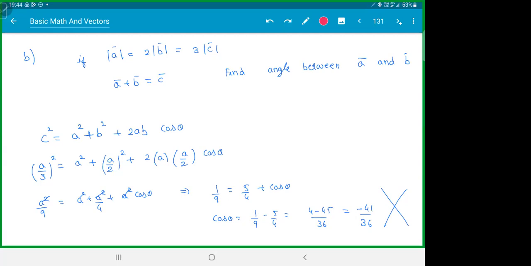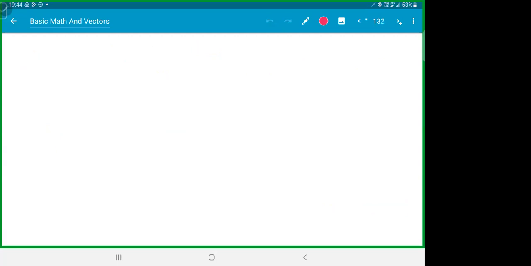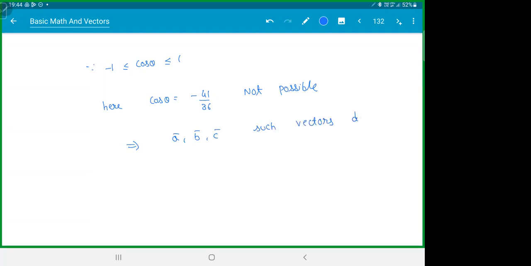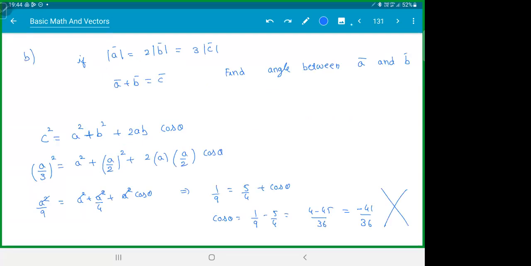Why? What is the cos theta's minimum value? Since cos theta's value lies between 1 to minus 1, and here how much did you get? Here we got cos theta is minus 41 by 36. This is less than minus 1. This is not possible. What is the meaning of this? This implies A bar, B bar, C bar, such vectors don't exist. You can't get three vectors which will satisfy this condition, A is equal to 2B is equal to 3C.